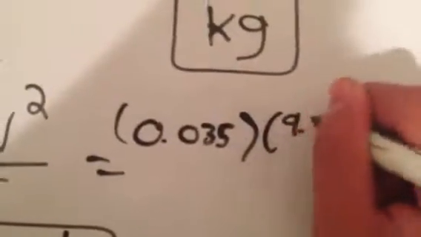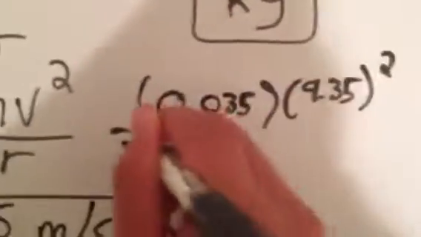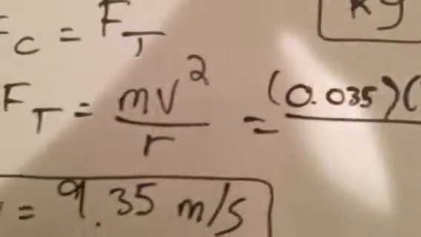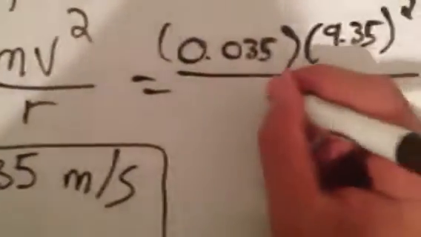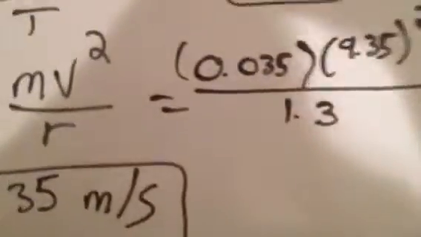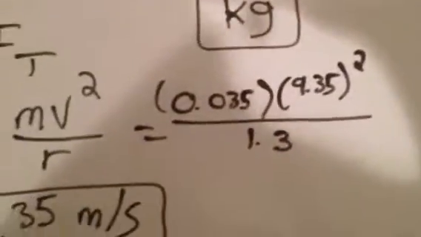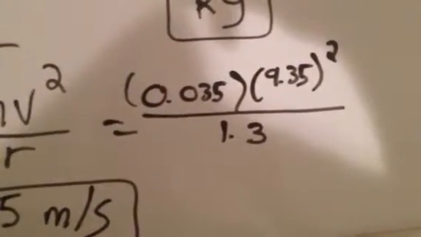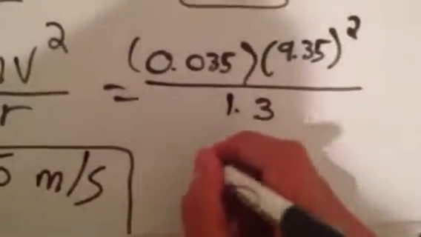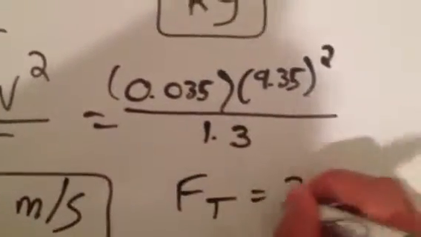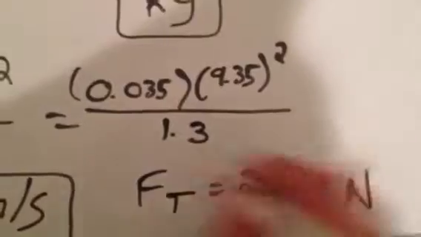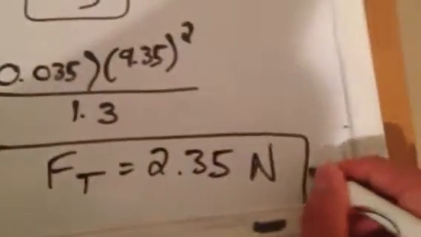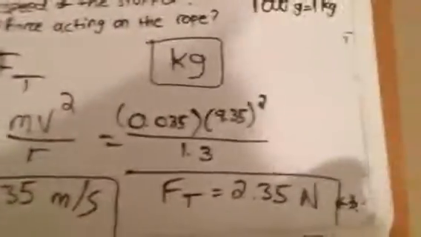And we found the velocity, which is 9.35, so we're going to square that value. And we're going to put this over the radius, which, like I said, is the length of the rope. So let's plug this into our calculator and we will get the force acting on the rope. The force acting on the rope is 2.35 newtons. There you go. The answer to part A and the answer to part B.